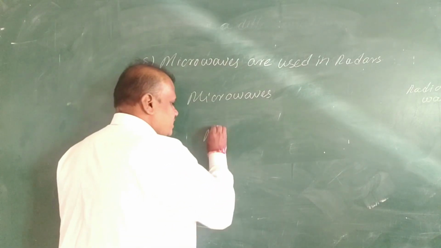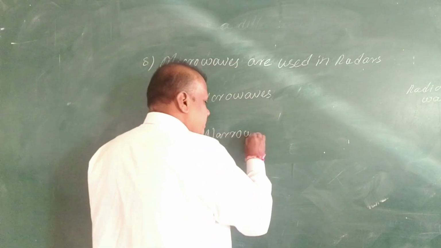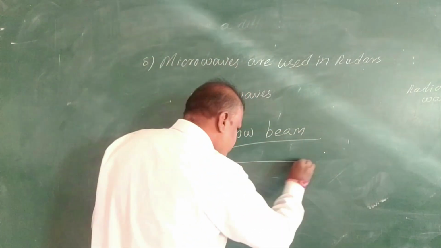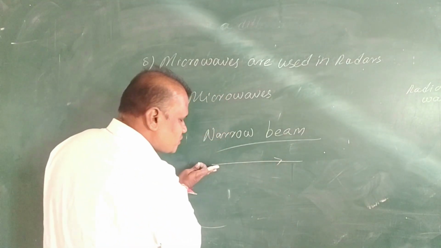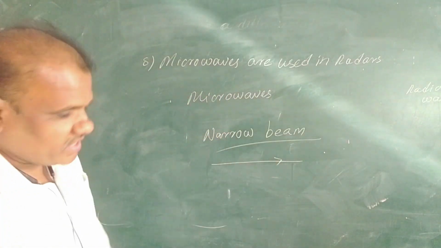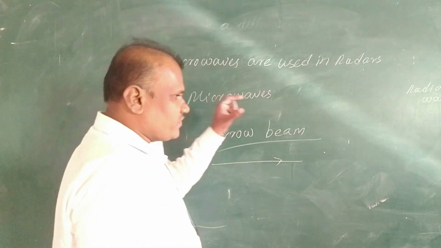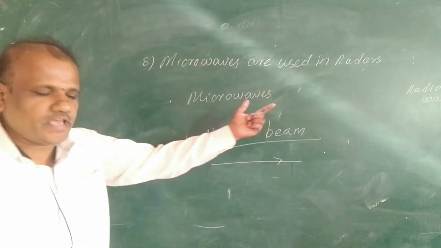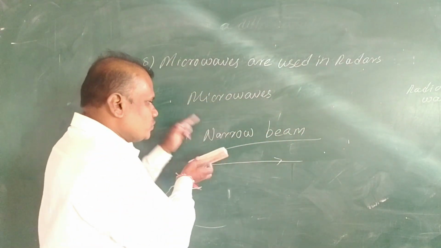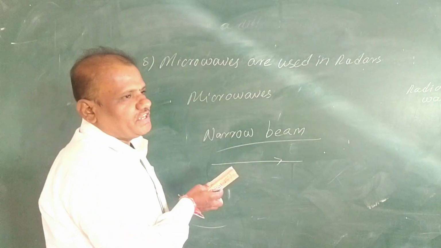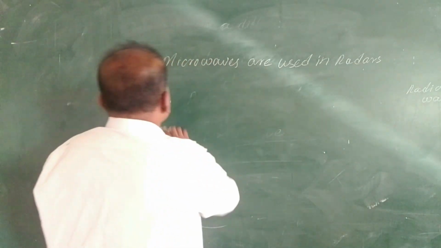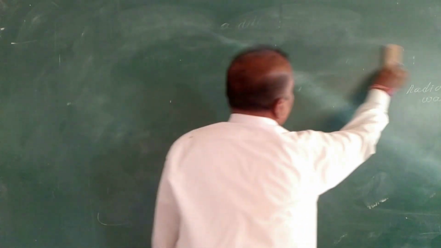Moreover, you can get a narrow beam like a laser, a pencil beam, a straight line of propagation. That is called a narrow beam. So microwaves have high energy, so they can travel a longer distance without attenuation. That is one reason. The second reason is that you can get a narrow beam of microwave radiation, so you can focus in a particular direction. This is the reason for using microwaves in radars. So that is question number 8.